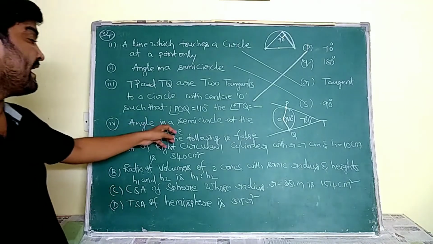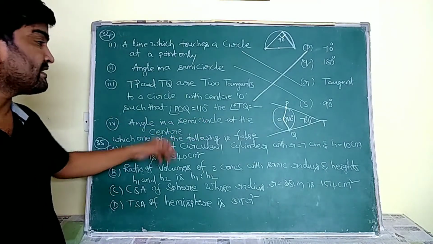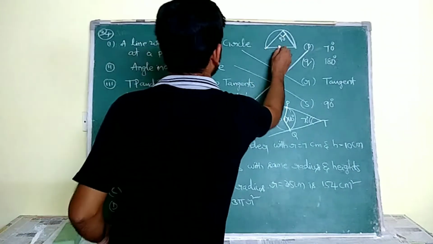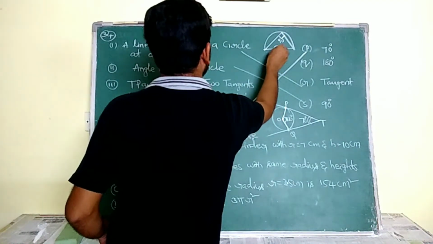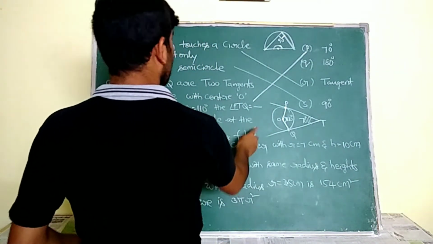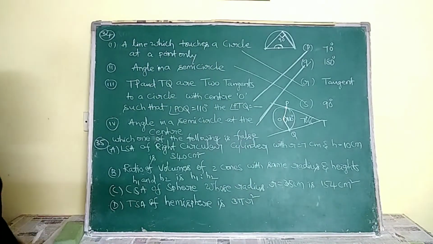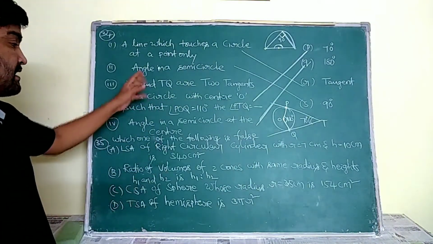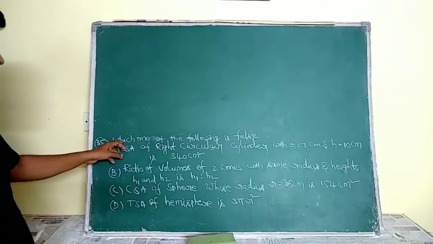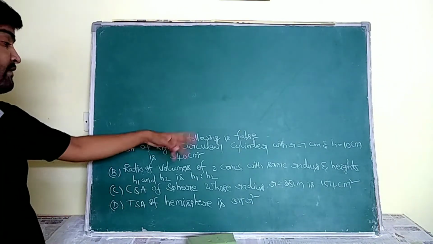Now angle in a semicircle at the center. See, the angle in a semicircle at the center is being asked. This angle is nothing but 180. So you have to map that with 180. Understand? So this is the mapping. Very simple mapping it is. Here he is asking which one of the following is false.